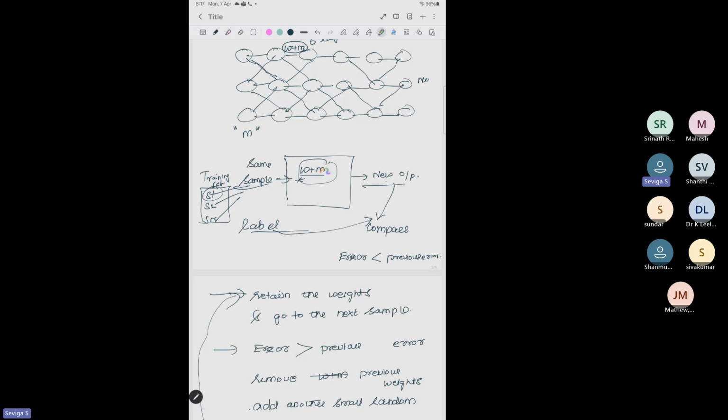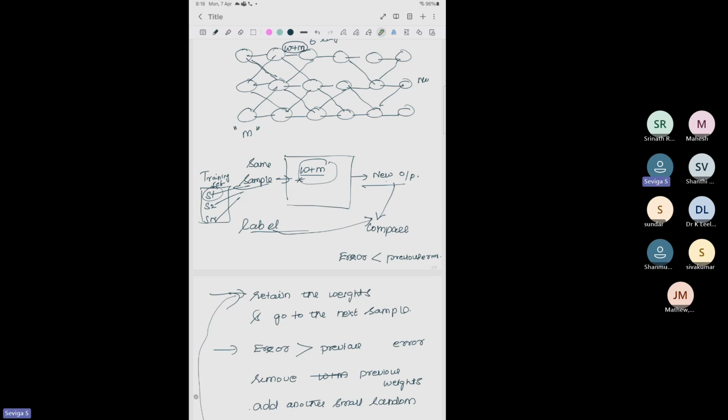So first time we will have one weight W1. For that one, we will get error 1. Then we will have weight W2, and for that we will have a second error. It is a predetermined one. We arrive at this curve with a known set of samples.